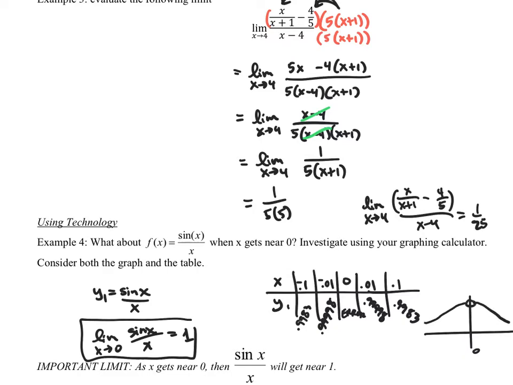Now, your calculator won't show you that hole or that discontinuity there very well, but this value is at y equals 1. Therefore, you can see it graphically as well. That's another way you could look at evaluating the limit of sine of x over x as x approaches 0.